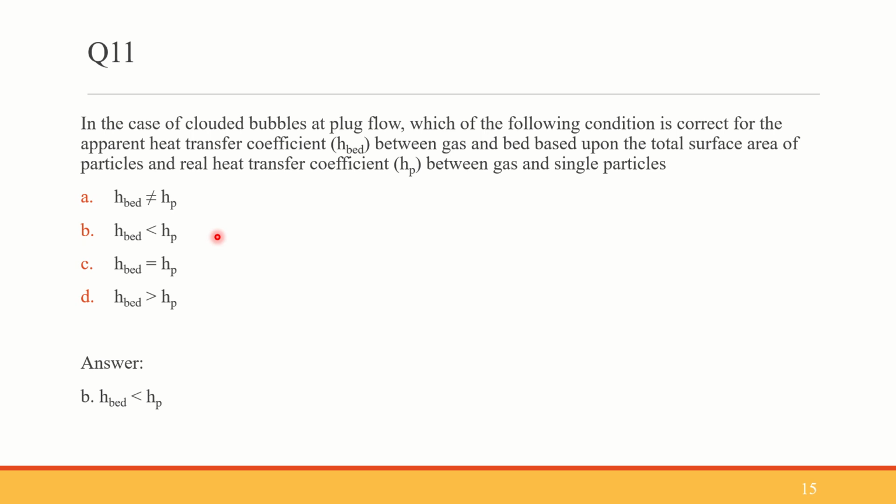H apparent, that is the apparent heat transfer coefficient H bed, is less than HP, because the apparent heat transfer coefficient considers the total surface area of the particles, and because of the presence of clouded bubbles and other components, this would be comparatively low compared to the real heat transfer coefficient between the gas and the single particle. So gas and single particle would have a higher heat transfer coefficient. Logically also that would make sense, right?